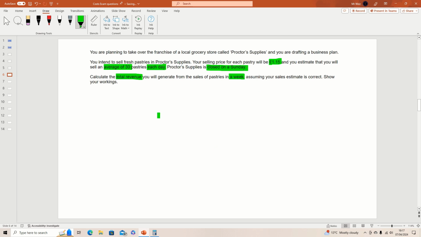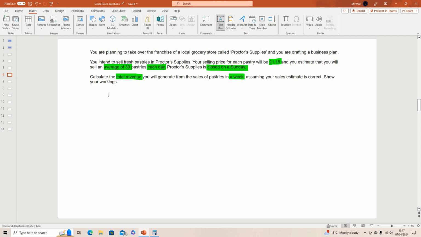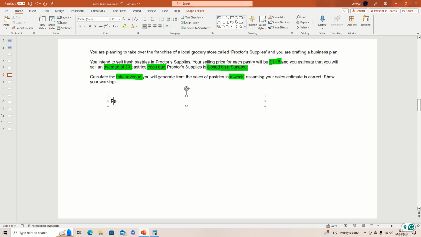These are the key bits of information to look at. Now that they're highlighted, you can almost disregard every other word in that question and just focus on these. So we need to work out total revenue. To work out revenue, we need to use a calculation, where revenue is equal to selling price times number sold.